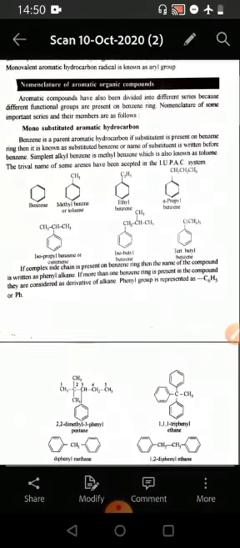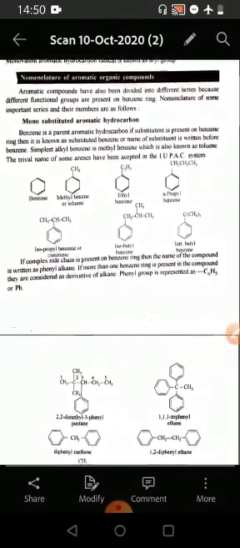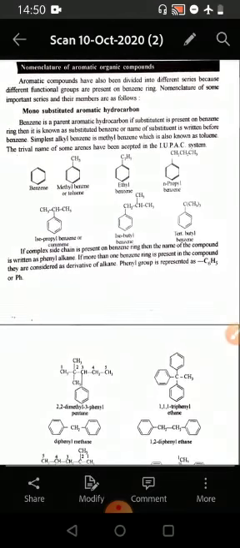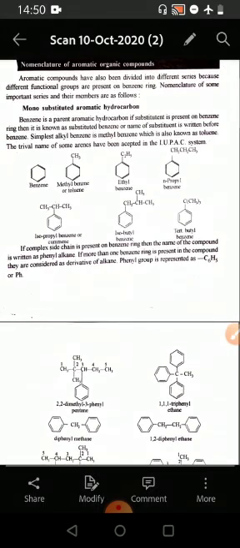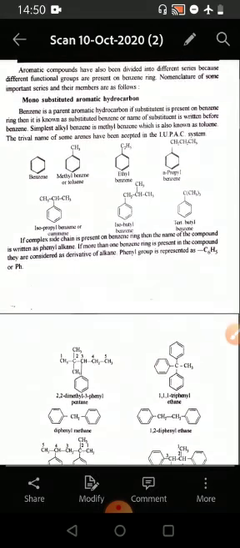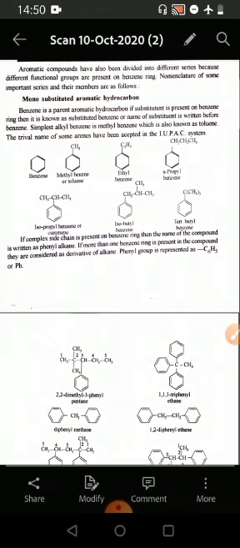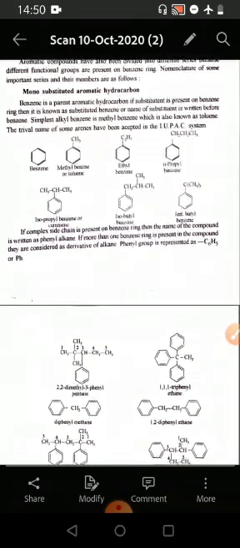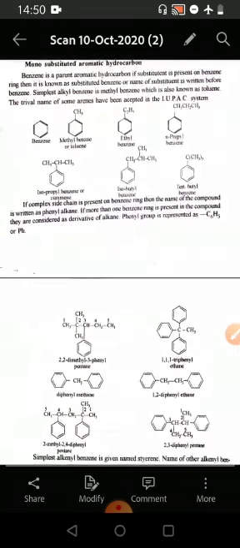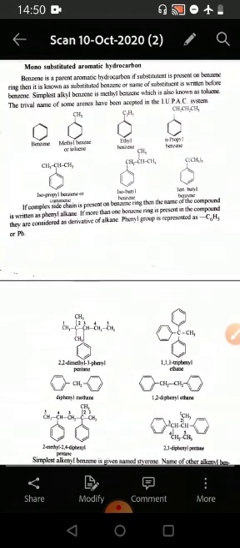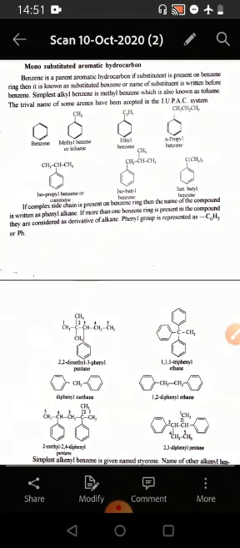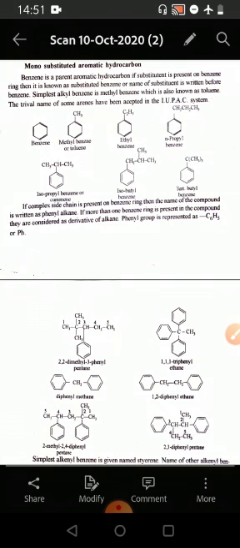Now we come to the nomenclature of aromatic organic compounds. Aromatic compounds have also been divided into different series because different functional groups are present on the benzene ring. Nomenclature of some important series and their members are as follows. Monosubstituted aromatic hydrocarbons: benzene is the parent aromatic hydrocarbon. If a substituent is present on the benzene ring, then it is known as substituted benzene, and the name of the substituent is written before benzene.